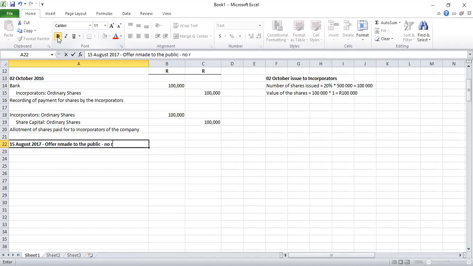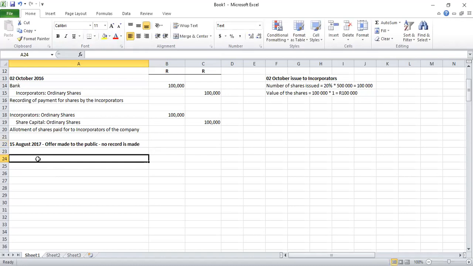No record is made. We don't make any records on the date that the offer is done. Is that right? So there are no journal entries that will be made on that date. Right. But then we received applications.